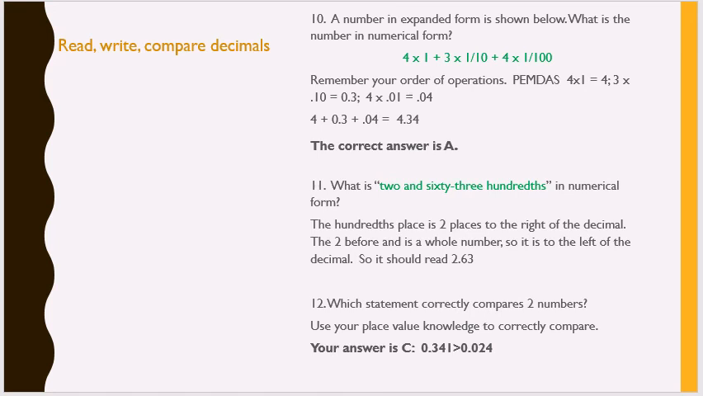And then number 12, which statement correctly compares 2 numbers? Use your place value knowledge to correctly compare, and your correct answer would be 0.341 is greater than 0.024.